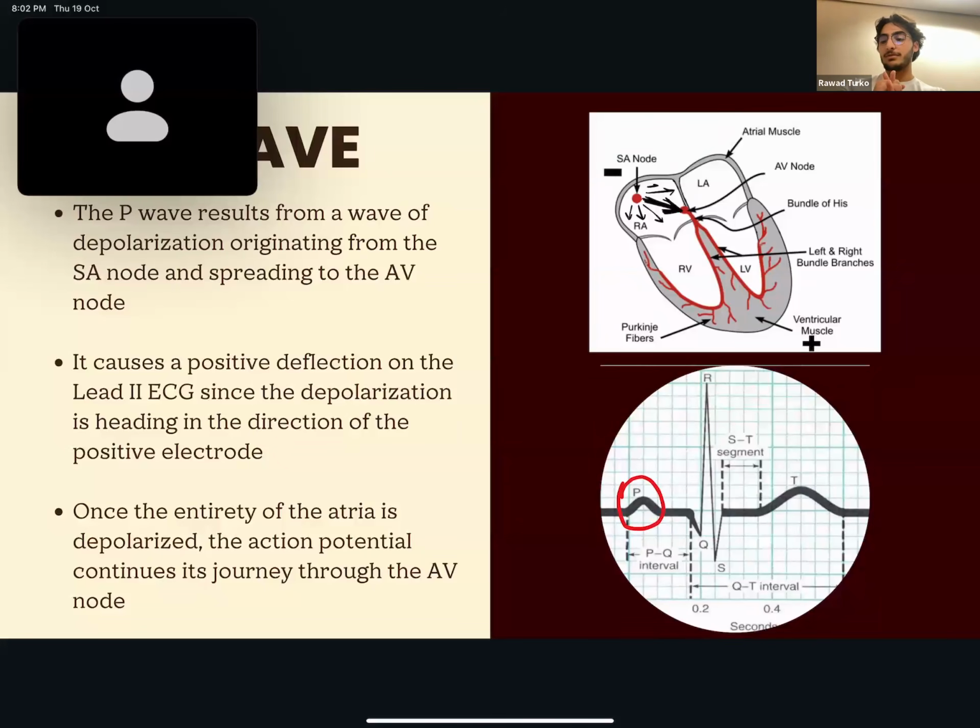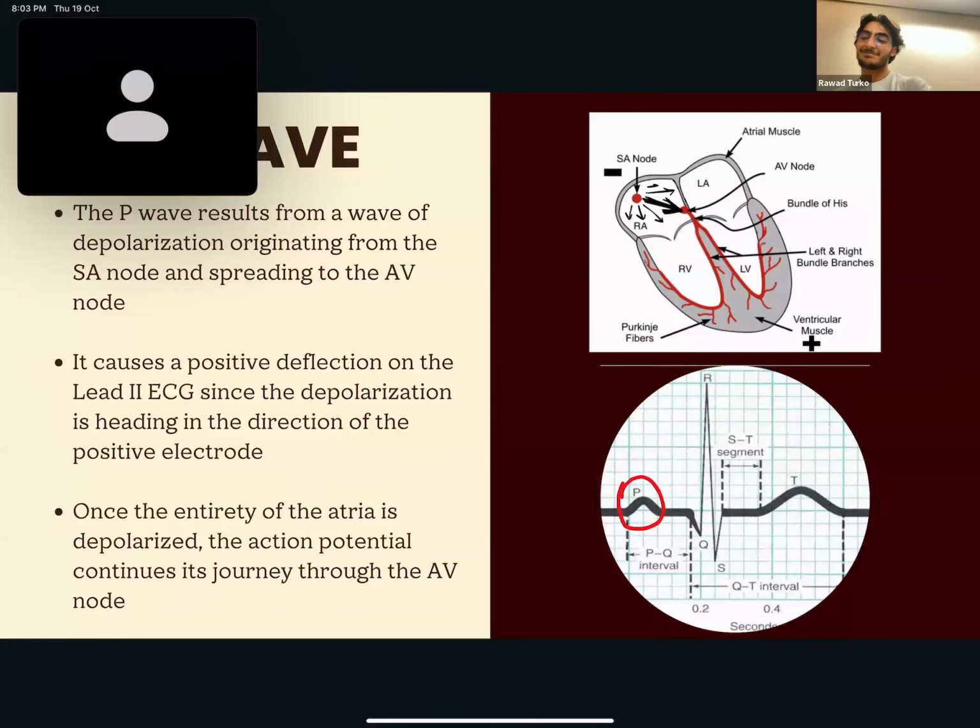Depolarization. Positive. Yes, because it's going right in the direction of the positive electrode. That's going to cause a positive deflection, and that's what the P wave is. P wave, atrial contraction. It's the action potential that's propagating from the SA node. First, it's going to depolarize the entire atria, and then it's going to move to the AV node. So your P wave is your atrial contraction.